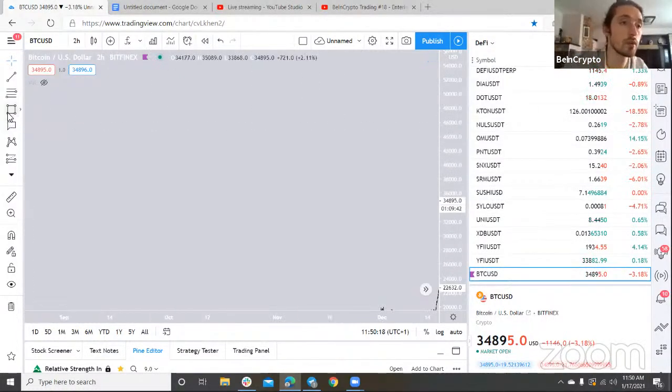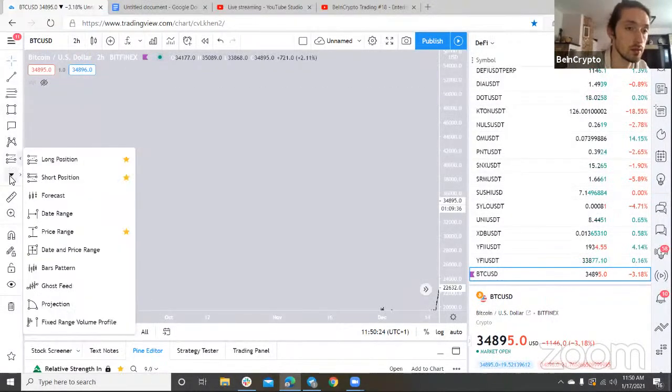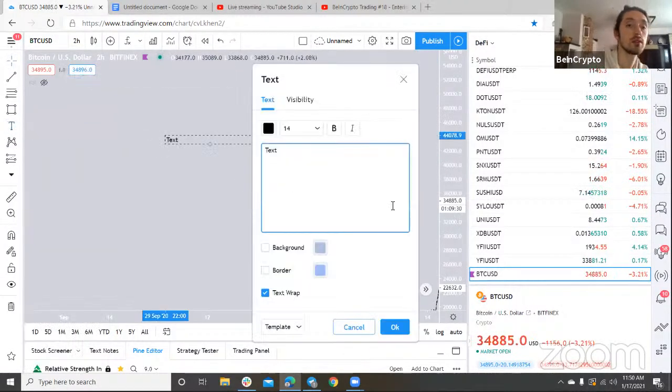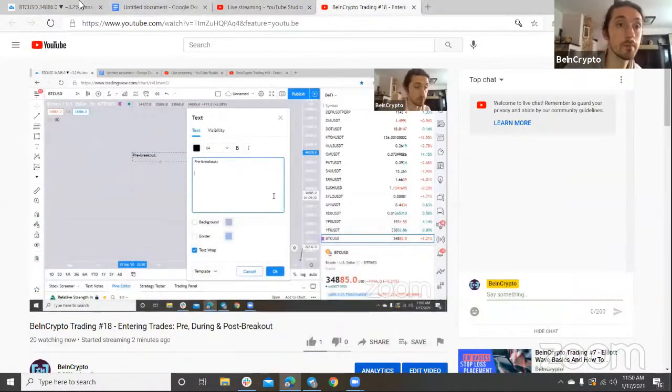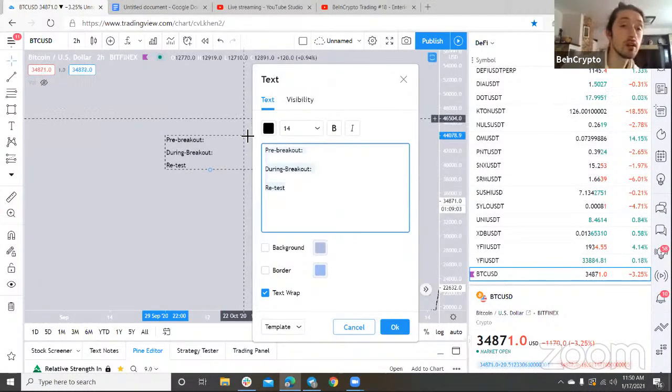Okay, so there are three main methods we shall discuss today. Sorry, where's the text here? So entering pre-breakout, this is the one I like the most, and I combine it with a lot of other stuff. Entering during breakout, the one I like the least, and entering on a retest. So now obviously all of these have their own pros and cons, and I will be going through them shortly.